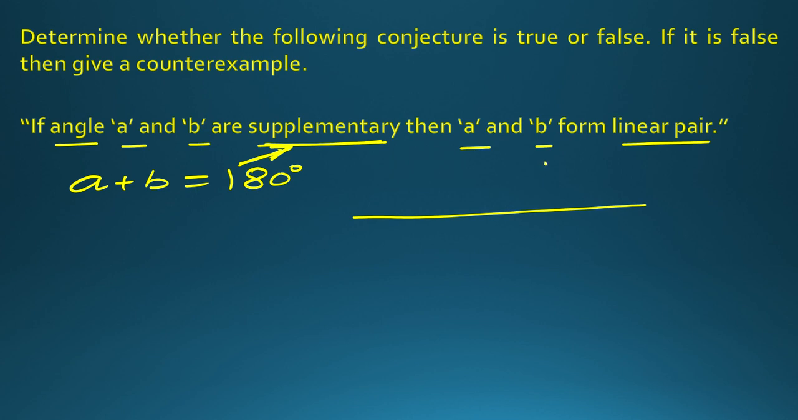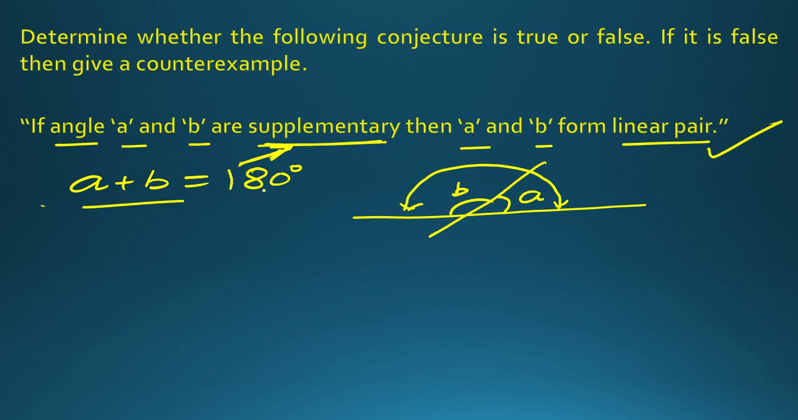Linear pair means, like in angles, I have told you about this thing in one video, that if A and B are the angles like this, then if you join them like this, if you combine them, then A plus B will always be equal to 180 degrees. So this statement is correct, because A plus B for supplementary is also 180, and for linear pair it also has to be 180. Their addition has to be 180.